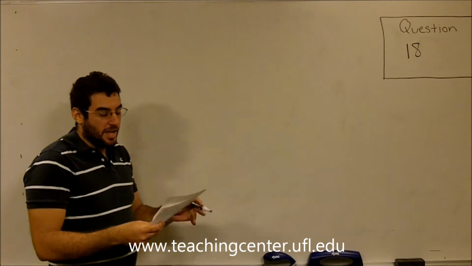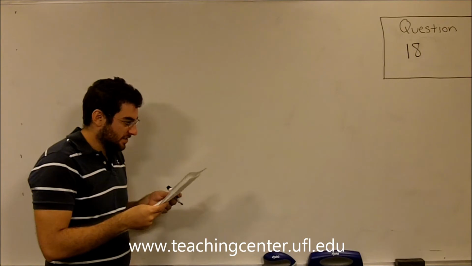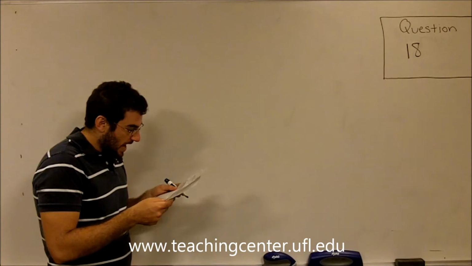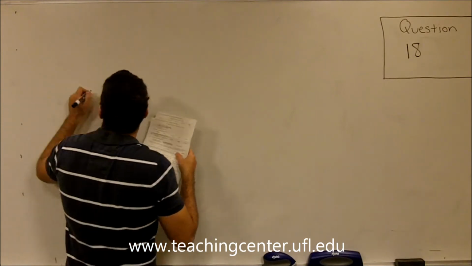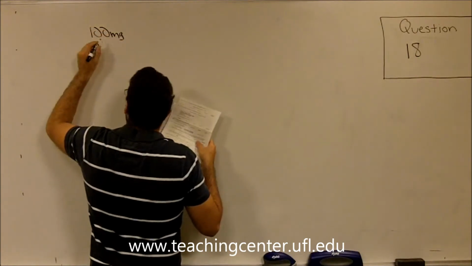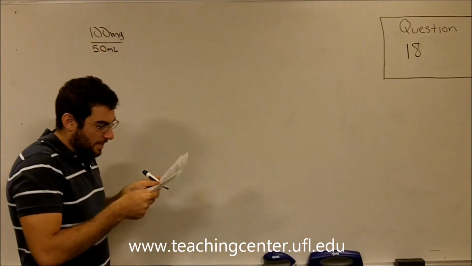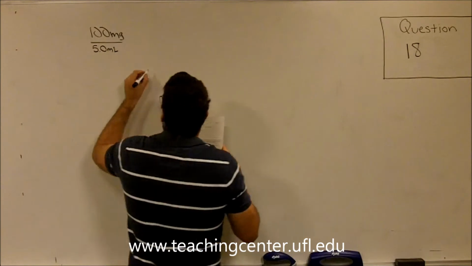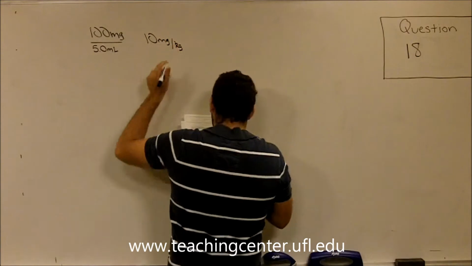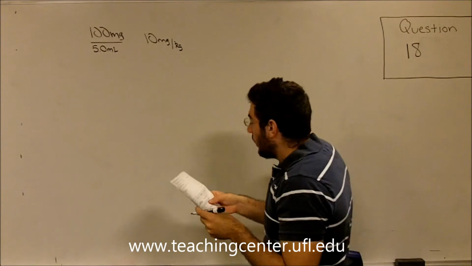Question number 18 again focuses on math. Before, we were doing kind of concepts with questions 13 through 17. Question number 18 says, an infant ibuprofen suspension contains 100 milligrams per 5.0 milliliters. The recommended dose is 10 milligrams per kilogram body weight. How many milliliters of this suspension should be given to an infant weighing 18 pounds?